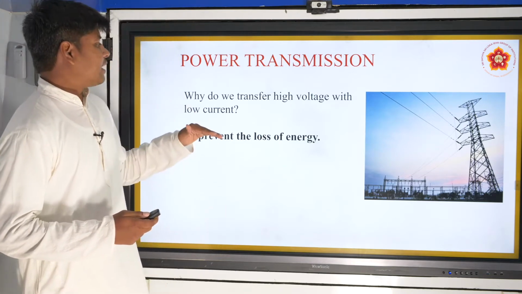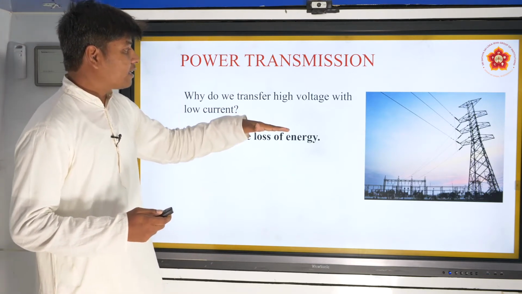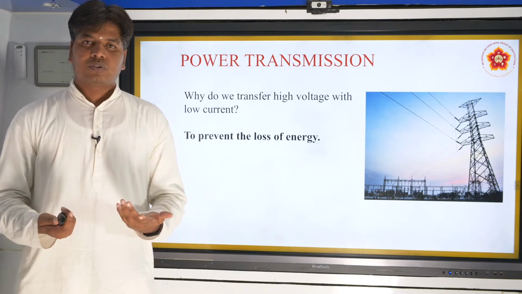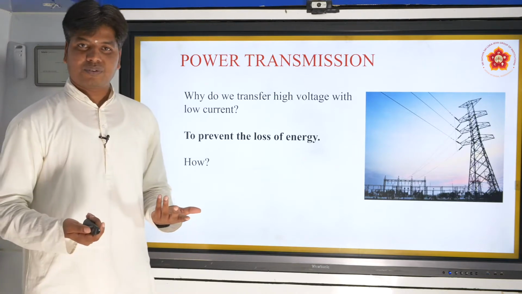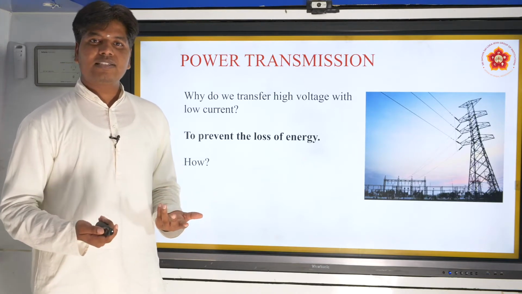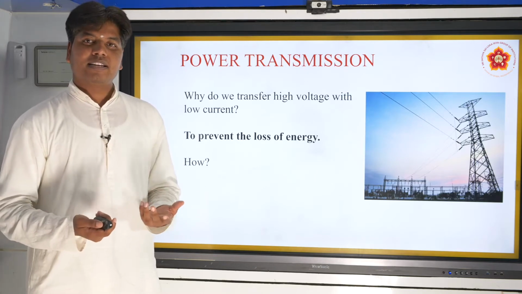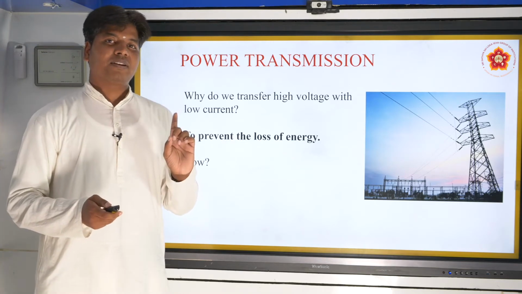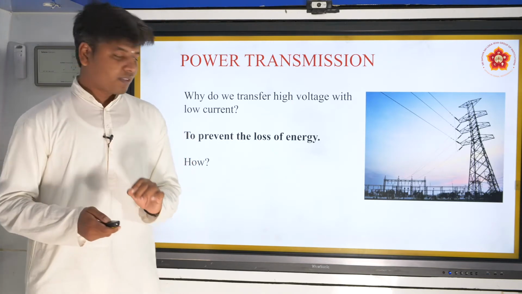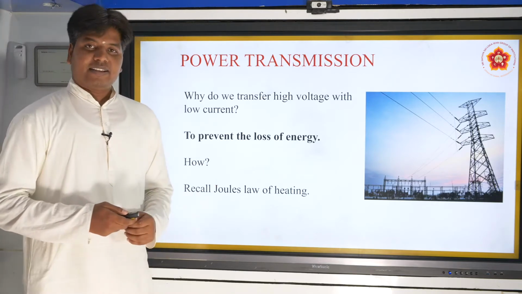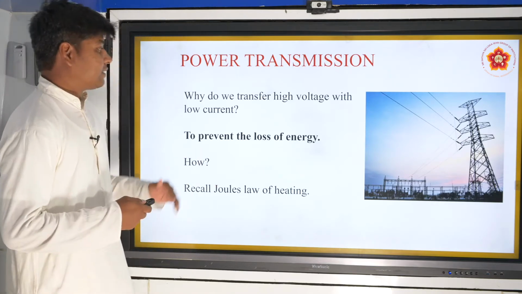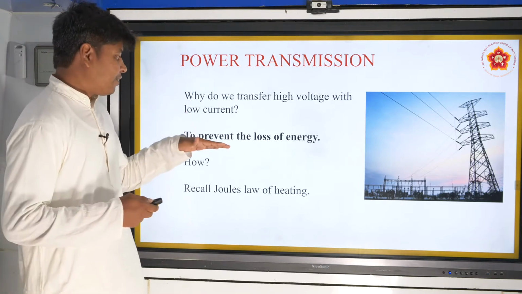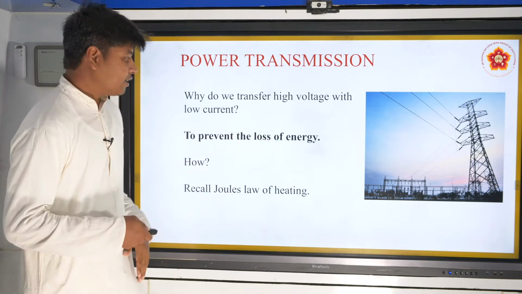So if we transmit high current with low voltage, they are saying that you have an energy loss. Well, okay, but how do you have that energy loss? Tell me clearly, clarify the concept. For that you need to go to the previous chapter of electricity where you studied Joule's law of heating. So let us see how the passage of high current will have the loss of energy, right? We don't want that.